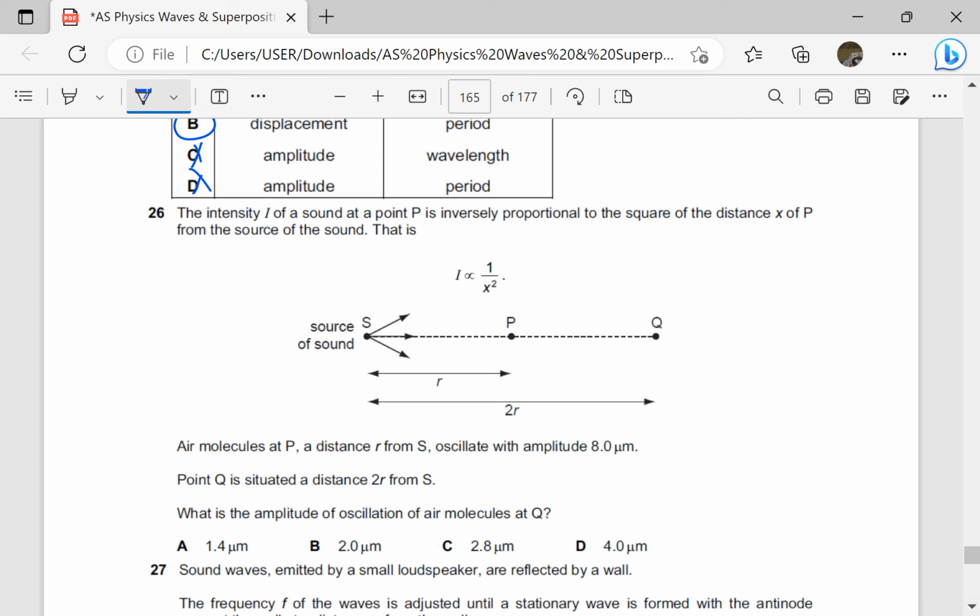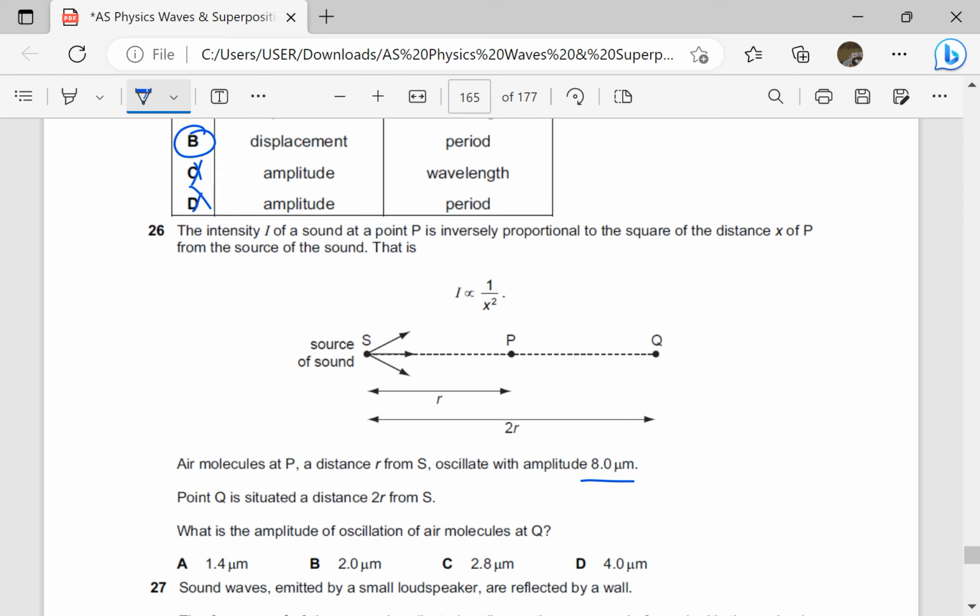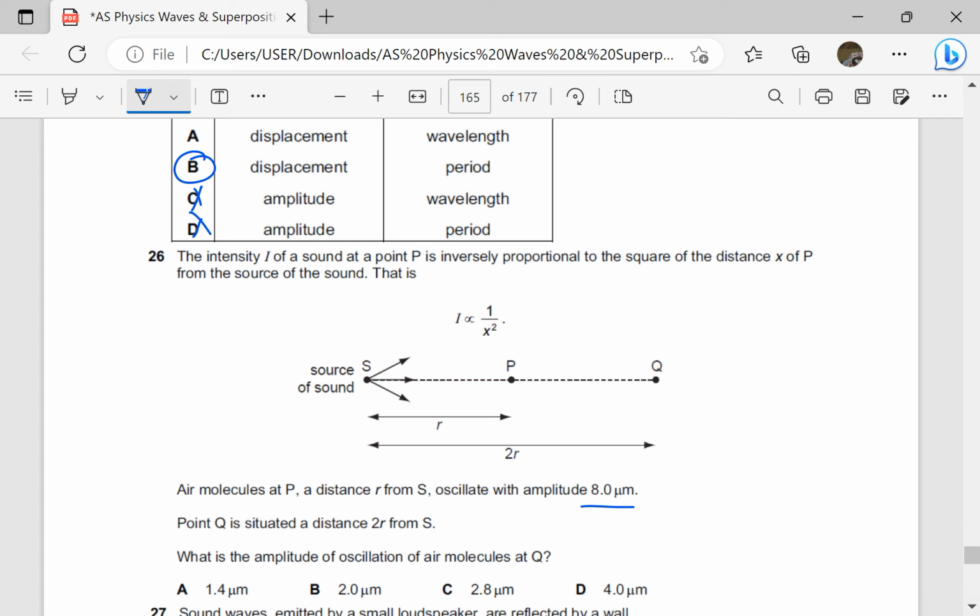The intensity I of a sound at point P is inversely proportional to the square of the distance x of P from the source of the sound. That is, I is inversely proportional to x squared. Air molecules at P, a distance r from S, oscillate with amplitude 8 micrometers. Point Q is situated a distance 2r from S. What is the amplitude of oscillation of air molecules at Q? Okay, so we have that intensity is inversely proportional to x squared, where x is the distance from the source of the sound. So let's come up with three equations here.